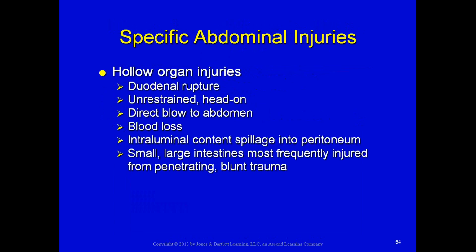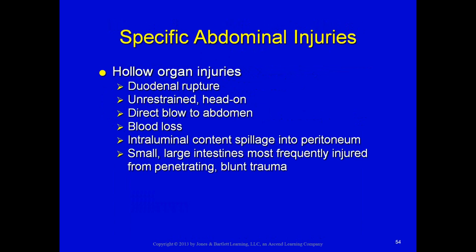So let's look at some specific abdominal injuries. We'll talk first about hollow organs. You can have a duodenal rupture. You'll see this in an unrestrained head-on where there's a direct blow to the abdomen on the steering wheel. You can have blood loss with this as well. You'll have an intraluminal content spillage into the peritoneum.